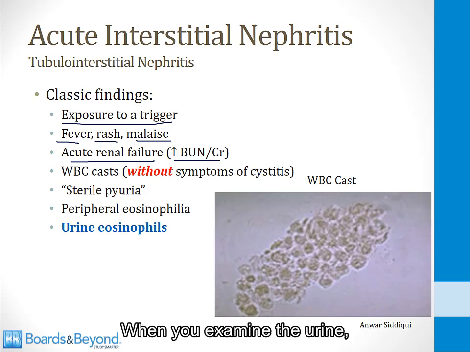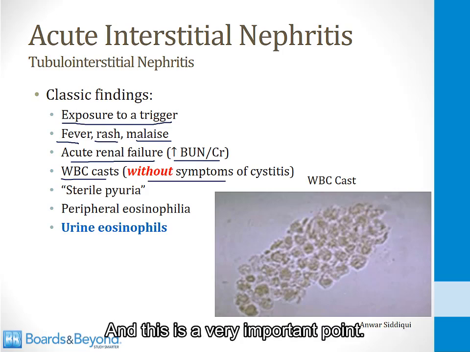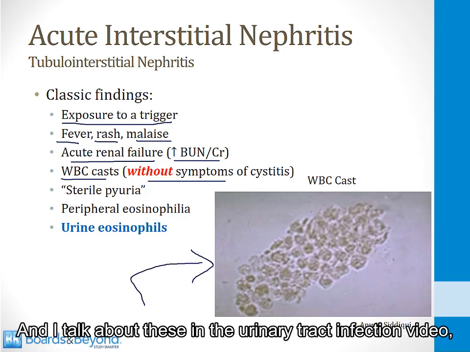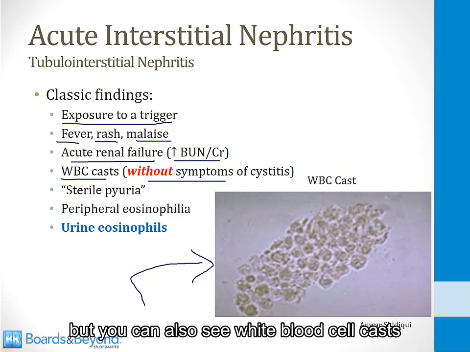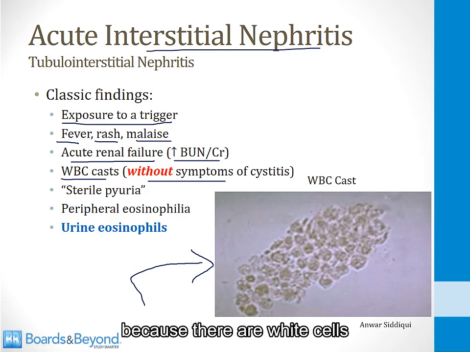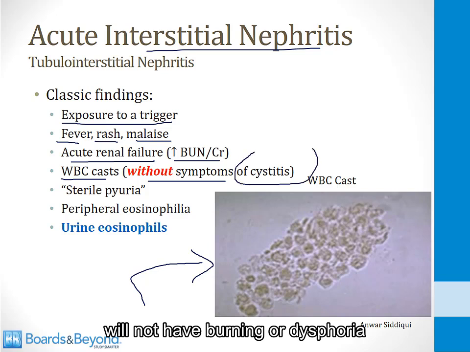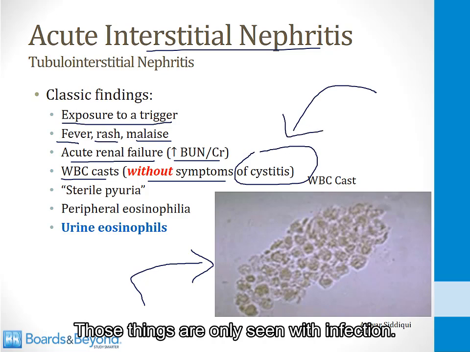When you examine the urine, you may see white blood cell casts, but importantly, you will see them without evidence of cystitis, and this is a very important point. Shown on the screen is a white blood cell cast, and I talk about these in the urinary tract infection video because they're the hallmark of a UTI. But you can also see white blood cell casts in interstitial nephritis because there are white cells involved in this process as well. Importantly, a patient with interstitial nephritis will not have burning or dysuria or any evidence of cystitis. Those things are only seen with infection.